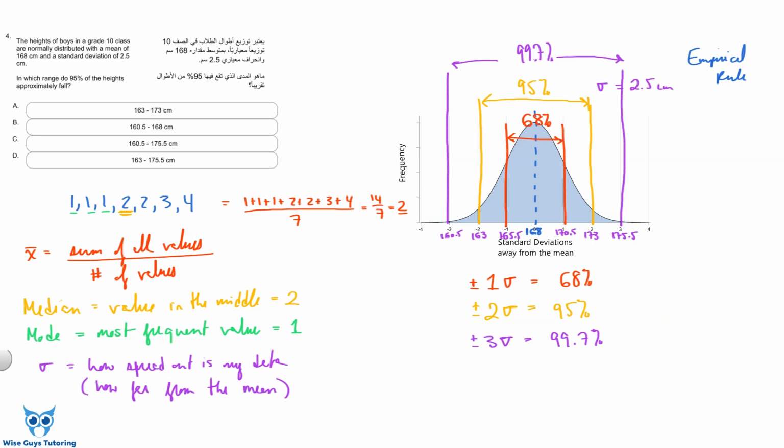So now let's go back to the question. The question says, in which range do 95% of the heights approximately fall? Well, for us, that means it's the orange range, right? That's 2 standard deviations. So 2 standard deviations is right here. They will be between 163 and 173 centimeters, giving me a correct answer of A.